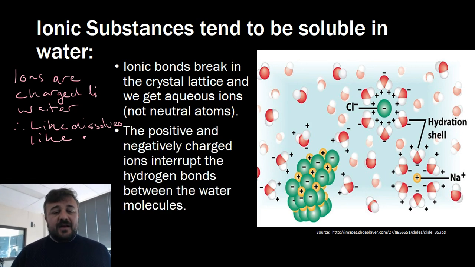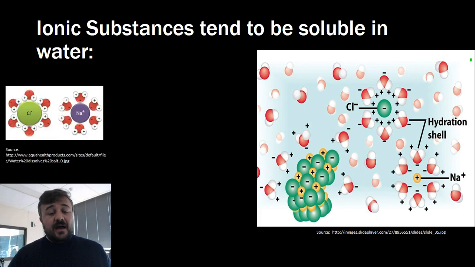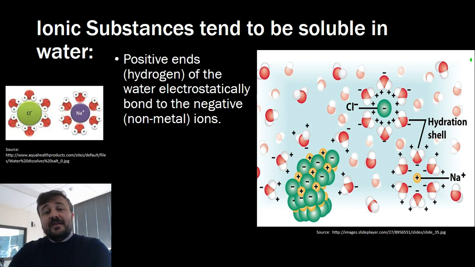instead of neutral atoms. What this means is that the positive ions and the negatively charged ions interrupt the hydrogen bonds, and they basically get between the water molecules. Now that leads to something specific happening. The positive ends of the water, the hydrogens, are electrostatically bonded to the negative, so non-metal, ions.